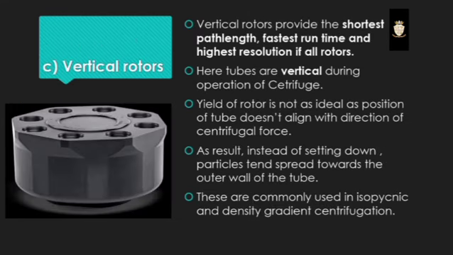Third one is vertical rotors. Vertical rotors provide the shortest path length, fastest runtime, and highest resolution of all rotors. Here, tubes are vertical during operation of the centrifuge. The yield of the rotor is not as ideal, as the position of the tube does not align with the direction of centrifugal force. As a result, instead of settling down, particles tend to spread towards the outer wall of the tube. These are commonly used in isopycnic and density gradient centrifugation.